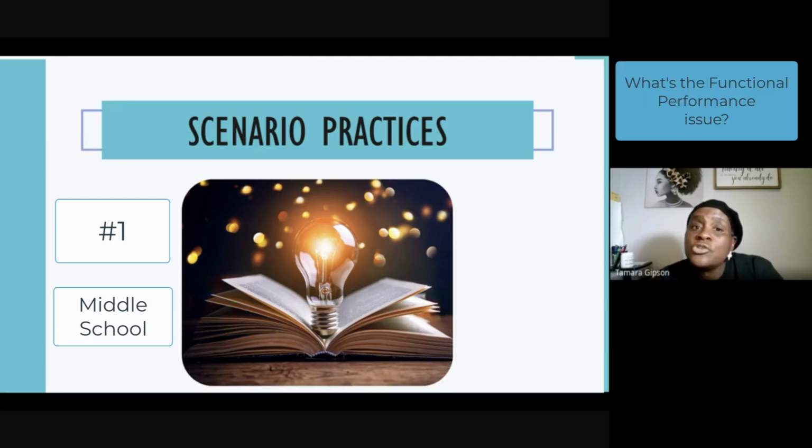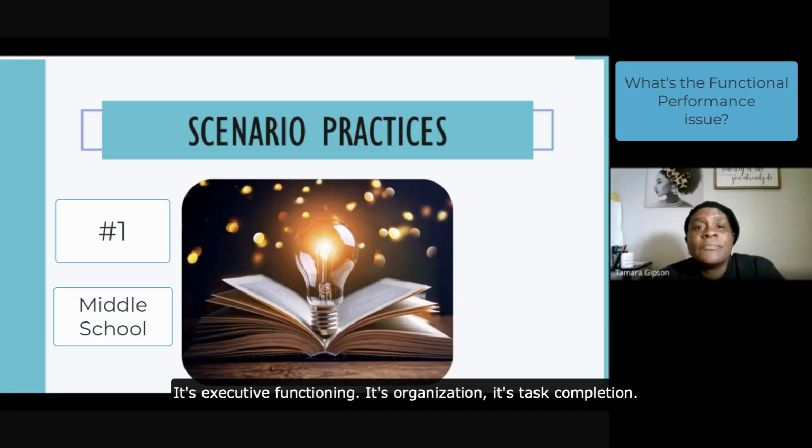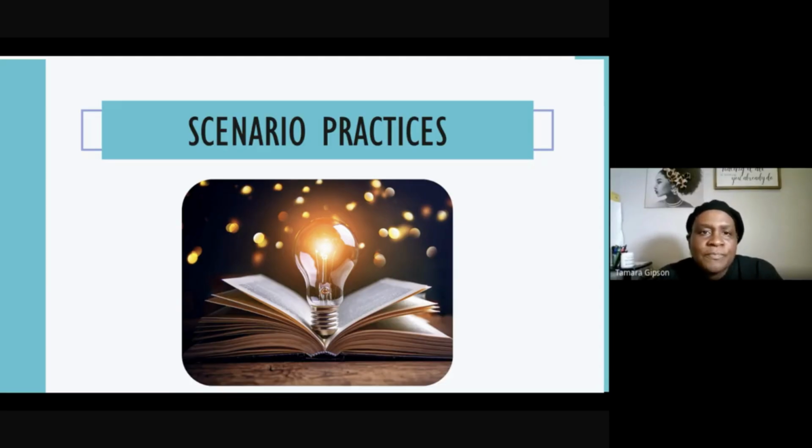So what's the functional issue? Because it's not reading comprehension and it's not decoding. Those would be academic. It's executive functioning. It's organization. It's task completion. Those are the issues. Okay, let's try another one.